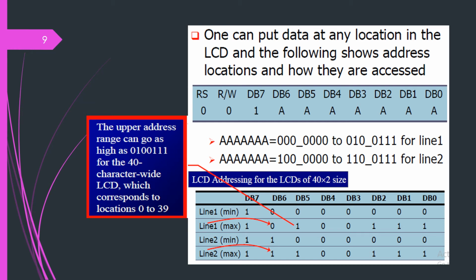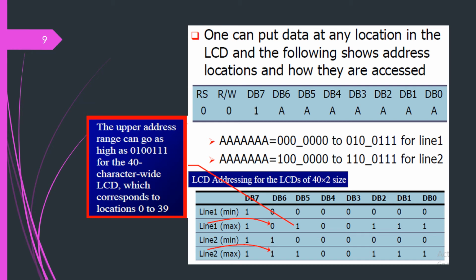And for 40 by 2, here we are showing addresses 0 to 39. We can get the addresses of cursor positions for various sizes of LCDs. Like for 16 by 2, the first line is from 80, 81, 82, 83, 84, 85, 86 through 8F. So these are the addresses, and from C0 to CF are the second line addresses. So remember, the address for a 16 by 2 display is from 80 to 8F for the first line, and C0 to CF for the second line.